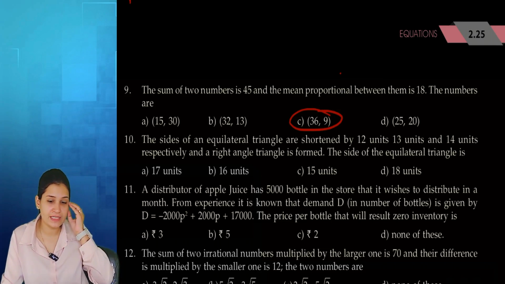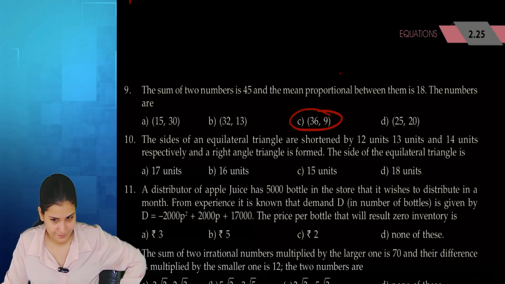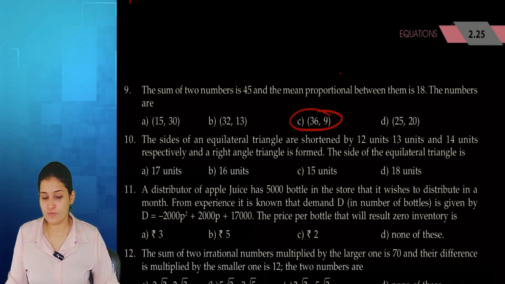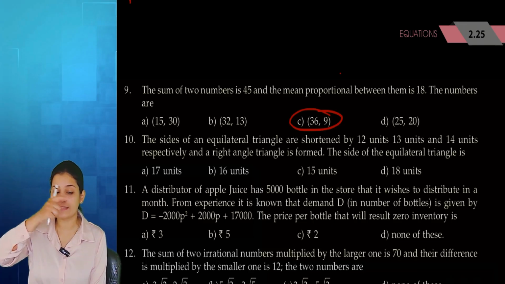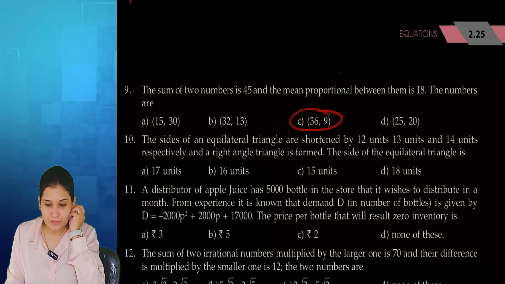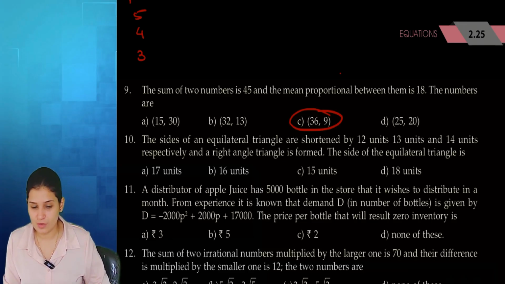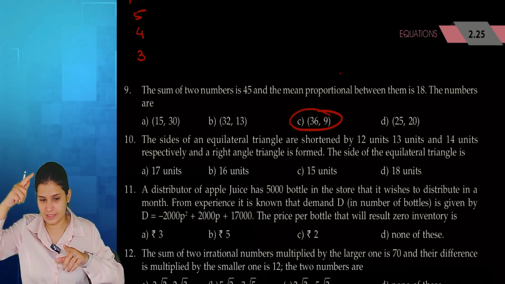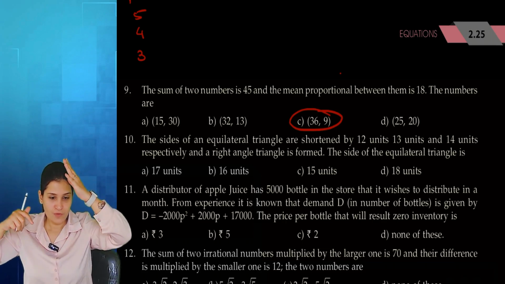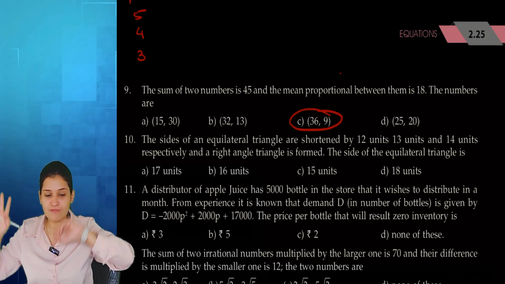Next, number 10. The sides of an equilateral triangle. What is an equilateral triangle? All the three sides are equal. So when they have given the option to be 17, that means all the three sides are 17, 17, 17. The sides of an equilateral triangle are shortened by 12, 13 and 14. So 17 minus 12 is 5, 17 minus 13 is 4, 17 minus 14 is 3. So I've got 5, 4 and 3.